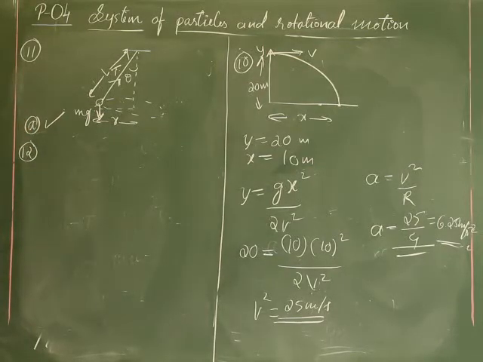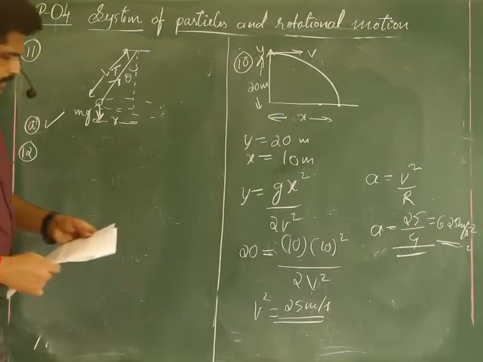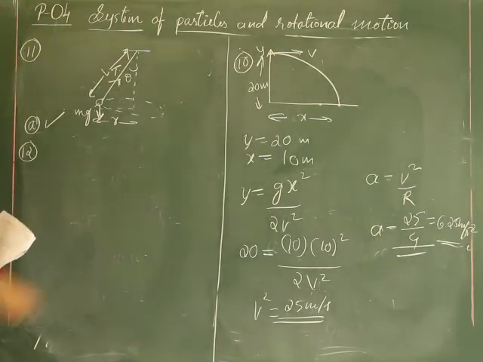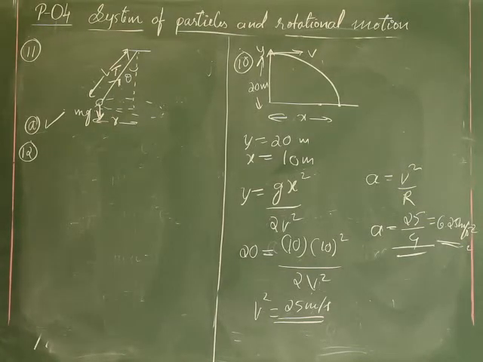Mg and T, tension and weight of that particle. Next, question number 12. In the previous problem, if T is the time period of the rotation, time period of rotation means, you know, right? So options they have mentioned there.